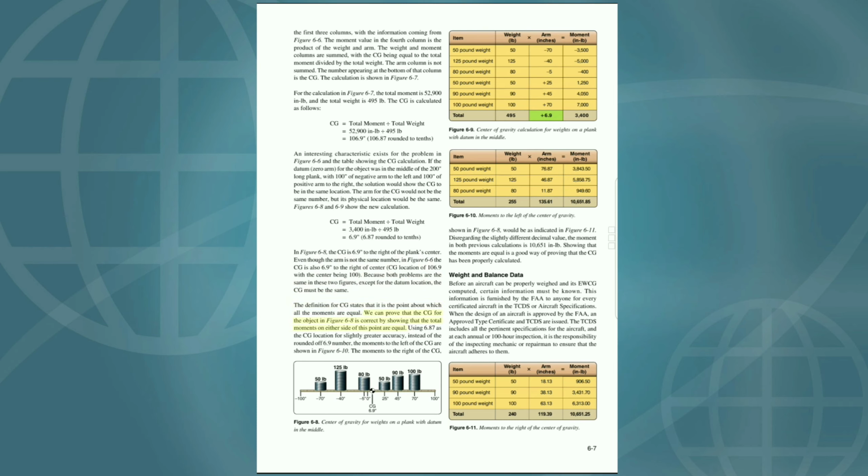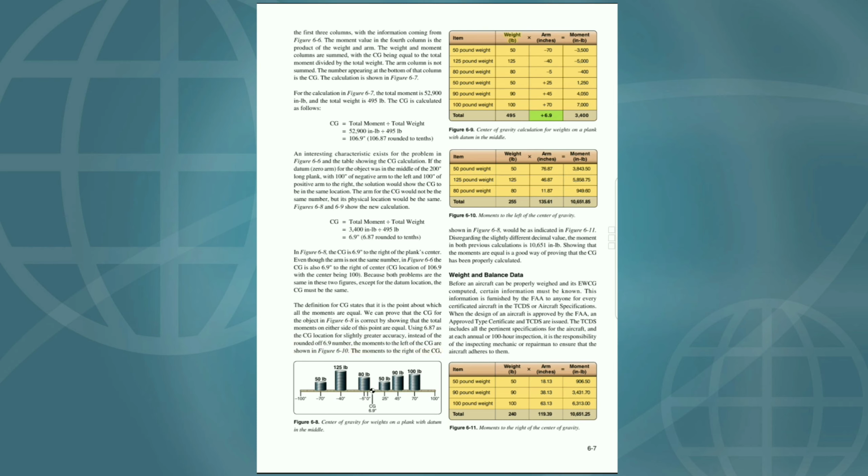We can prove that the CG for the object in figure 6-8 is correct by showing that the total moments on either side of this point are equal. Using 6.87 as the CG location for slightly greater accuracy, instead of the rounded off 6.9 number, the moments to the left of the CG are shown in figure 6-10. The moments to the right of the CG.